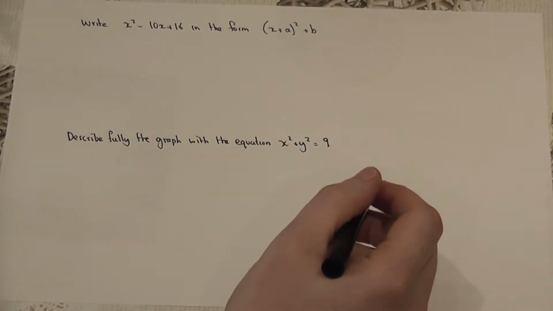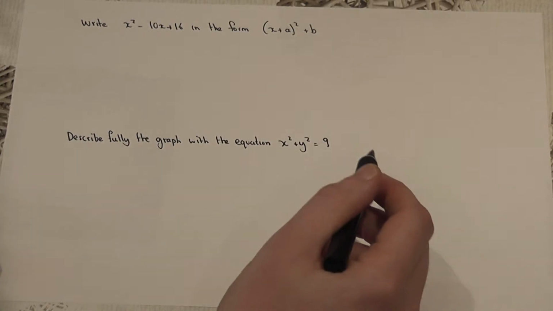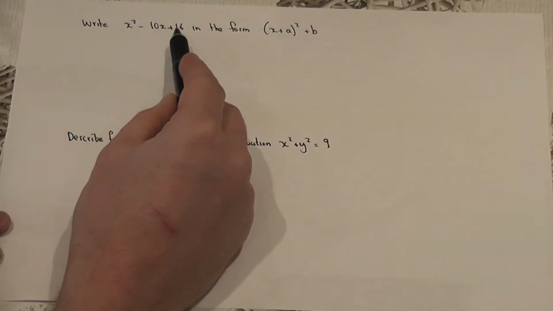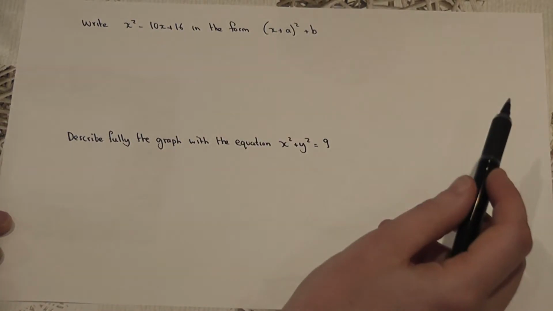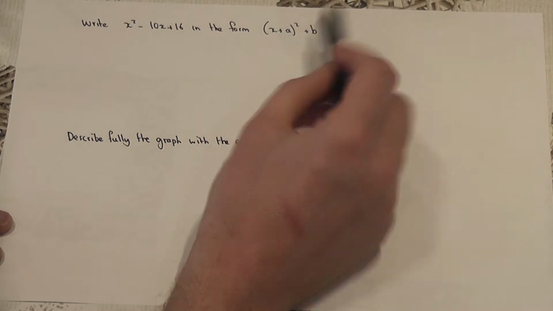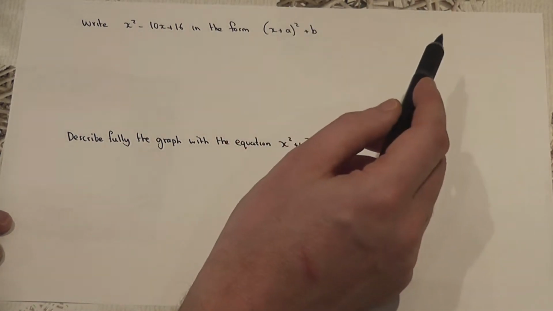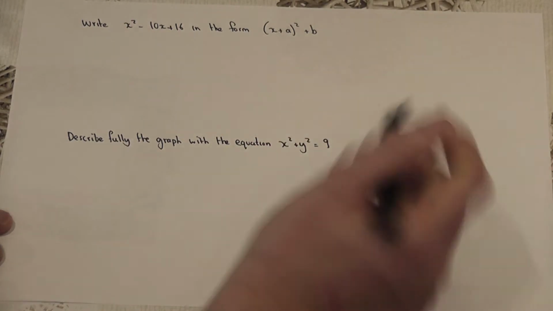In this video, we review two types of x squared equations. In part one, we're going to complete the square. We're going to write x squared take away 10x plus 16 in the form (x plus a) all squared plus b. Now, one thing to say first of all is do not let the signs of a and b confuse you. a and b can be either positive or negative. So here's the method.